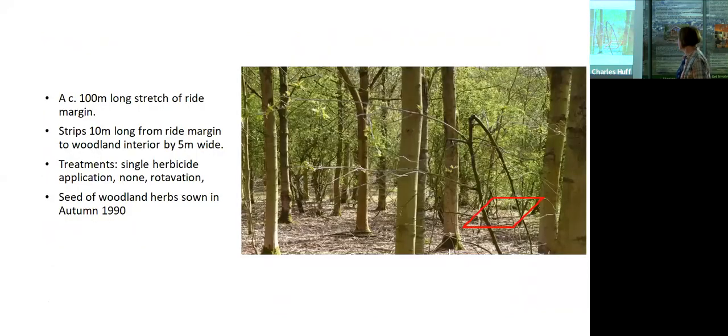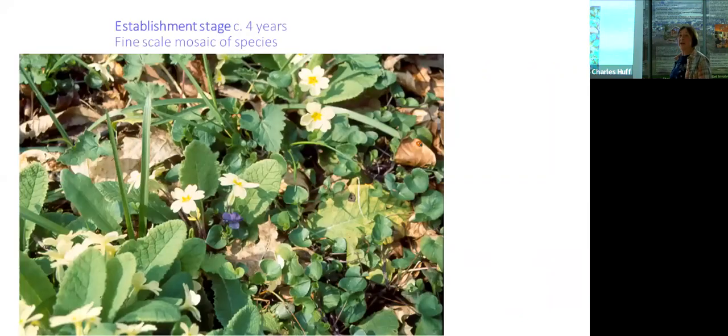So we did some experiments along the edge there, not actually inside the wood, but along this far edge here. I don't want to go into a lot of detail about the experimental layout, but there were strips 5 meters wide, which went 10 meters in from the woodland edge into the woodland. The grassy vegetation was eliminated, or not eliminated, given light rotivation, and a seed mix put down.